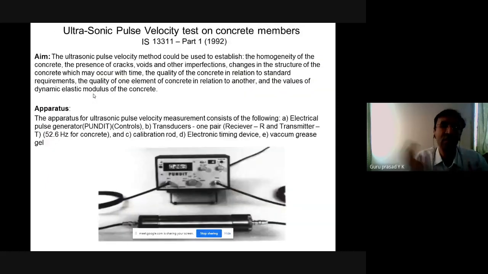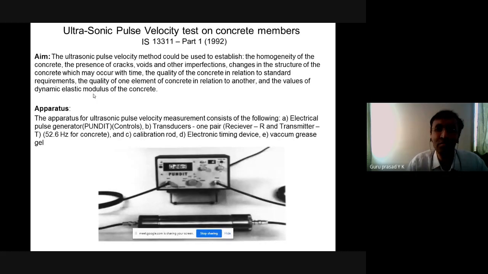Okay, first coming to the ultrasonic pulse velocity test on concrete. This refers to IS 13311 part 1. It comes under IS code 13311 part 1. What is the main aim of this experiment? The aim is to find out the quality of the concrete present in the particular structural member. This test gives us an assessment of whether the concrete is of excellent quality, good quality, fair or normal quality, or poor quality.